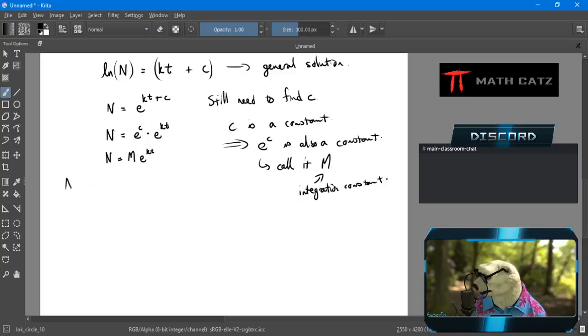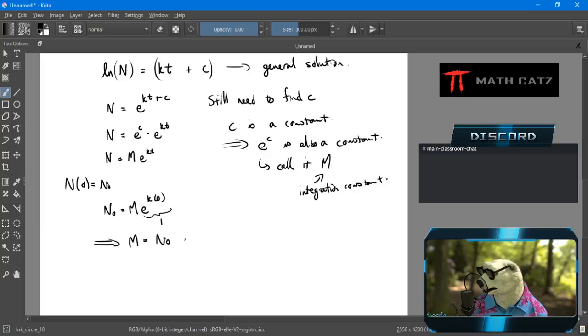So now I'm going to use the fact that at time 0, I have an initial population n0. So that is what goes in place of my population size, and time is 0, so I put that in place of time. Now e to the 0 is just 1, so that means that my integration constant is the initial population size. And so my function that describes the population is the initial population times e to the kt.